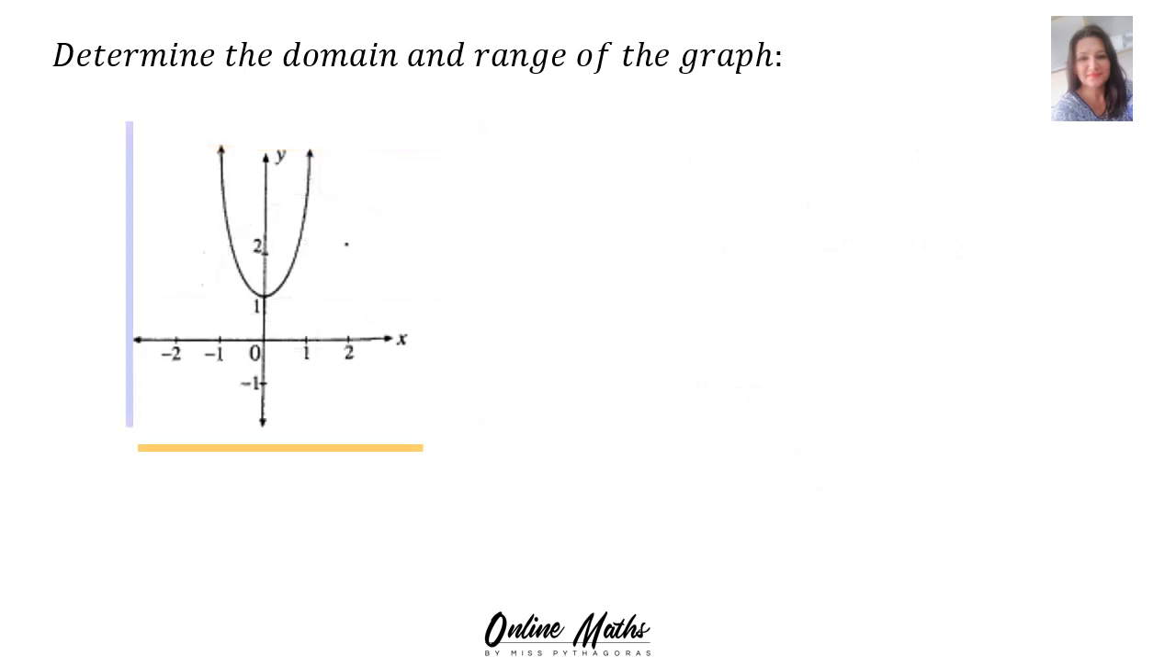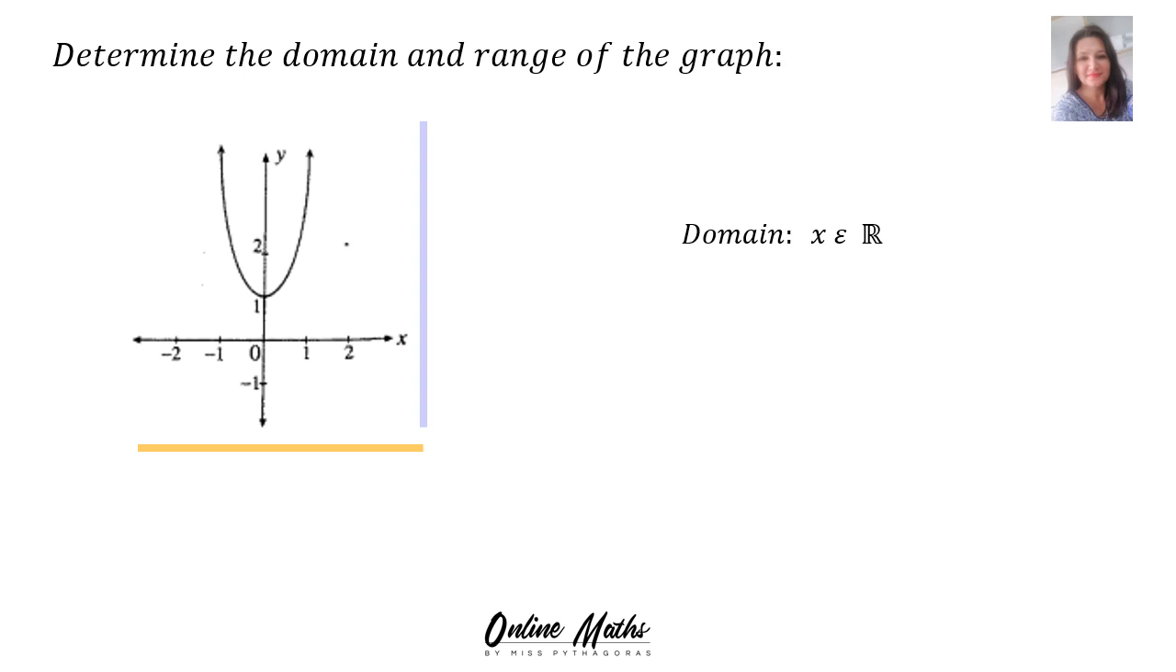Determine the domain and range of the parabola. So for the domain, let's do the vertical line test. And here you can see that your parabola carries on up to infinity. And that implies that every x value will have a corresponding y value on your graph. So therefore the domain is x is an element of the real numbers.